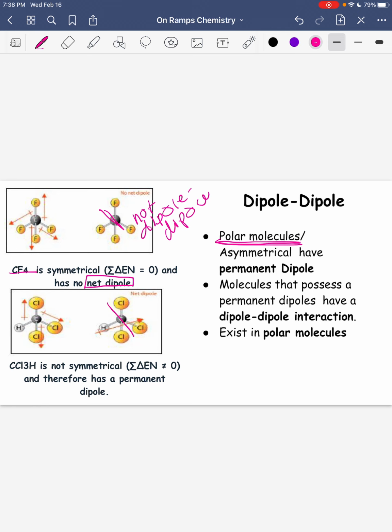If we cut this CCl3H molecule in half, we have 2 Cl's on one side, 1 Cl and 1 H on the other side. So it's asymmetrical, meaning it has a permanent dipole. Okay, so dipole interactions only exist in polar molecules, also known as asymmetrical molecules.